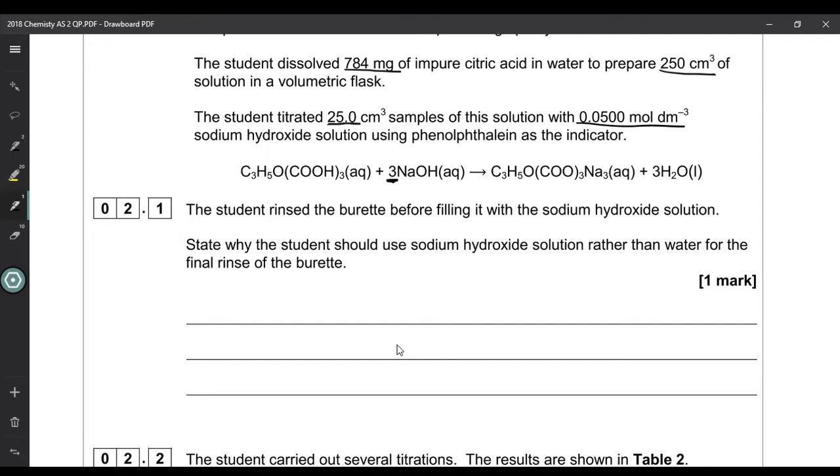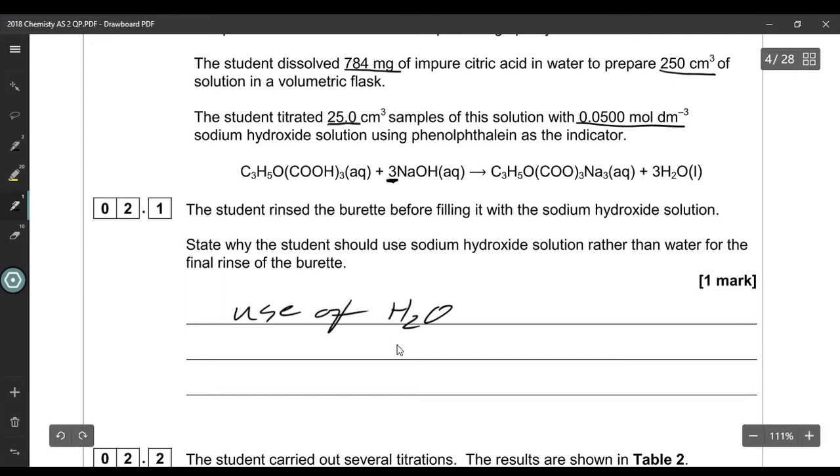So for an answer for this, we can put use of water would dilute the sodium hydroxide.